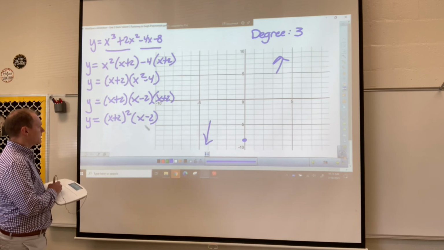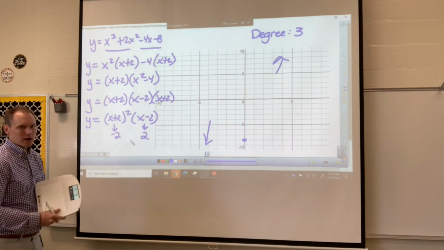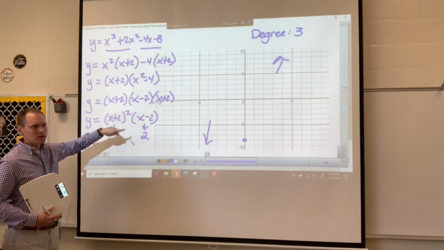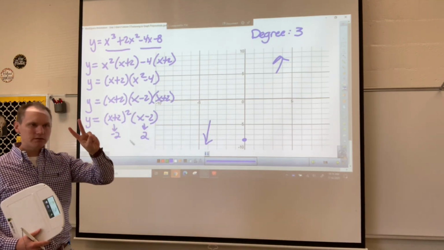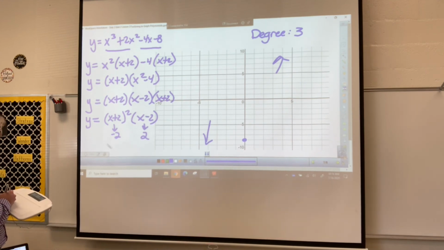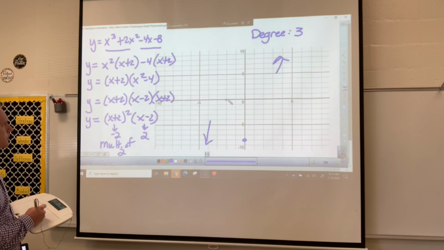It's going to have zeros at positive 2 and at negative 2. You've got to be careful though. What's different about this one? Yeah, it's going to have a multiplicity of 2, so it's going to bounce off of that point on the x-axis here. So just keep in mind it's going to bounce off of that one, at negative 2 and at positive 2.